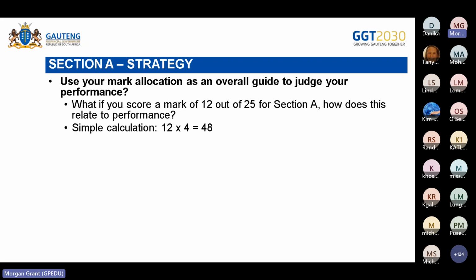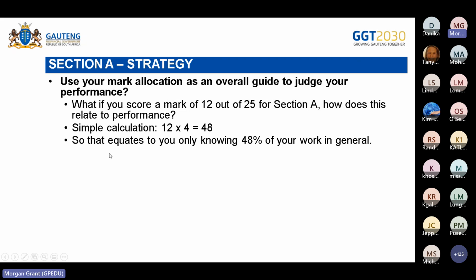To get a mark out of 100. Something interesting about this, when I multiply 12 by 4, if you got 12, I get 48%. So that equates to you only knowing 48% of your content in general. Okay. How does that 48% work then?